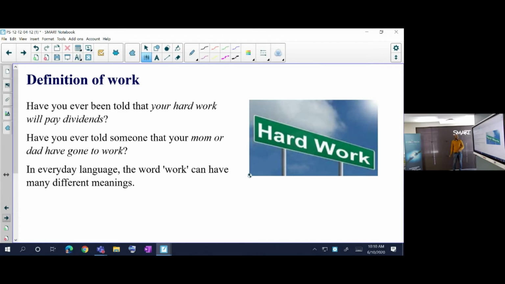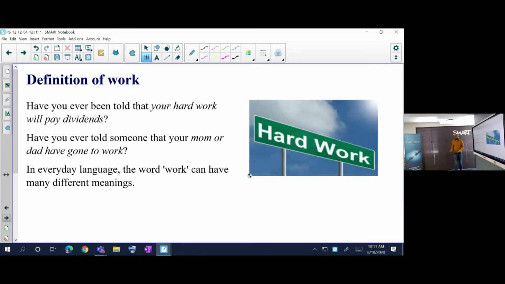Have you ever told someone that your mom or dad has gone to work? Obviously, everyone knows that each and every day we have to wake up and prepare ourselves to go to work. If you're not going to work, you have to go to school. When you go to school, you are doing your work. Work is everywhere. Of course, you're going to cover a particular distance. The moment you cover the distance, there's work on it.